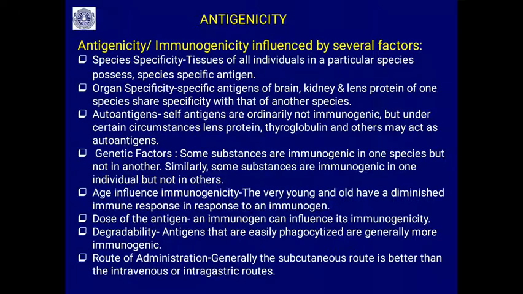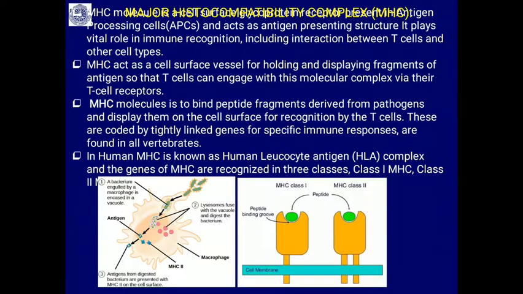The route of administration is very important whenever there is a vaccine administration. Generally, the subcutaneous route is better, with more antigenicity than the intravenous route, or direct to the veins, or the intragastric routes. We will come to this later when we are discussing the vaccines.